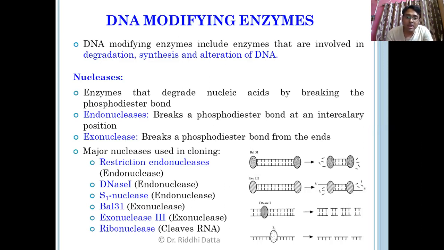And exonuclease 3 shows exonuclease activity from the 3' end. So with the help of exonuclease 3, we can leave a 5' end overhang on the product, and these digested products resemble the staggered-end product. So with the help of exonuclease 3, we can convert a blunt-end product to a staggered end.